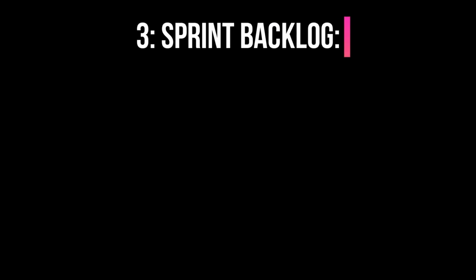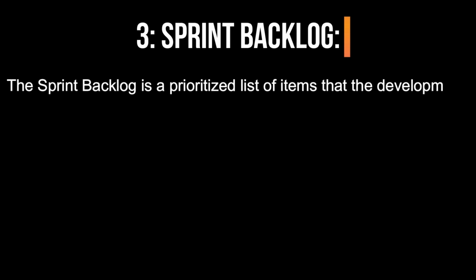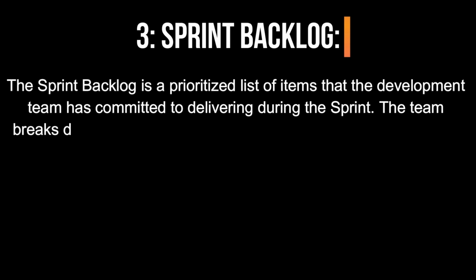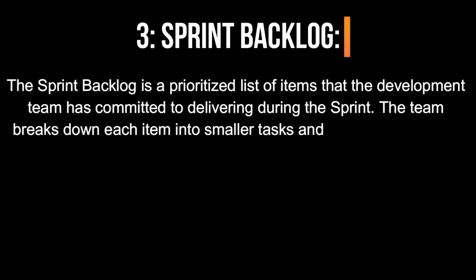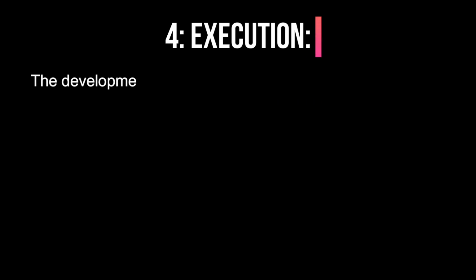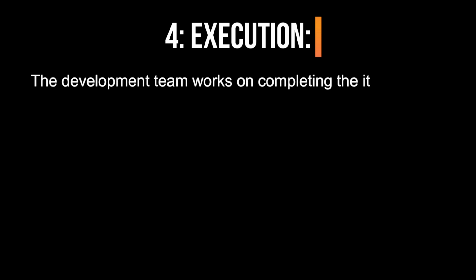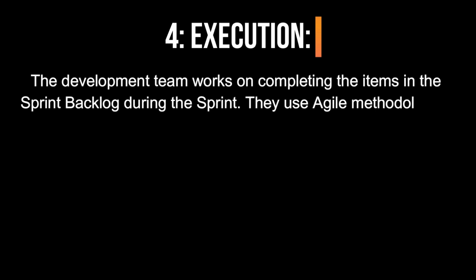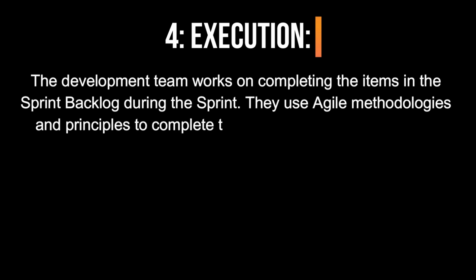3. Sprint Backlog. The sprint backlog is a prioritized list of items that the development team has committed to delivering during the sprint. The team breaks down each item into smaller tasks and estimates the effort required to complete them. 4. Execution. The development team works on completing the items in the sprint backlog during the sprint. They use Agile methodologies and principles to complete tasks and collaborate effectively.